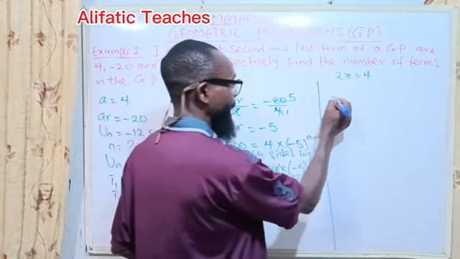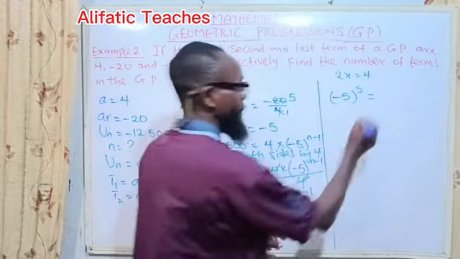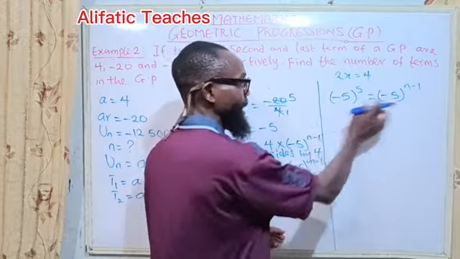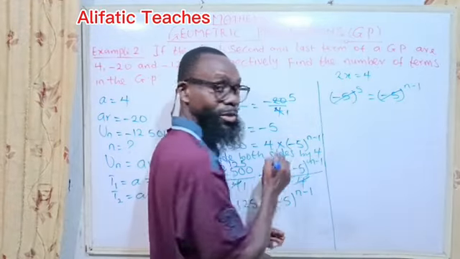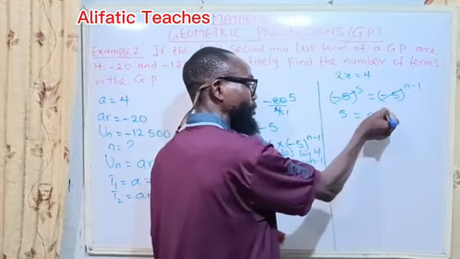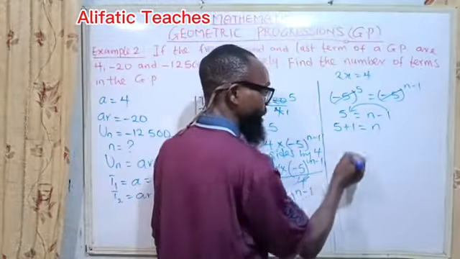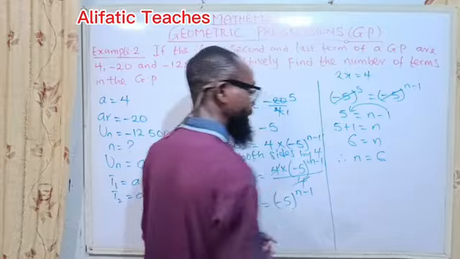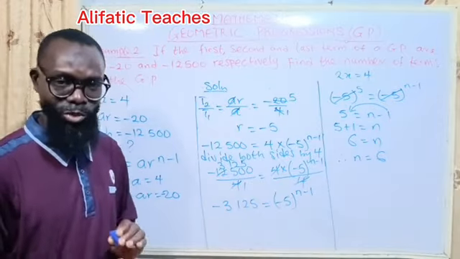So I'm going to have minus 5 raised to power 5, which now equals minus 5 raised to power n minus 1. In our indices, when the bases are the same, what are we going to do? Minus 5 cancels minus 5. So 5 will now equal n minus 1. I need my n, so I have to take minus 1 to the other side. I have 5 plus 1 equals n. So 5 plus 1, 6, equals n. Therefore, my n equals what? 6. So the number of terms in this case equals 6. Do you get it now?